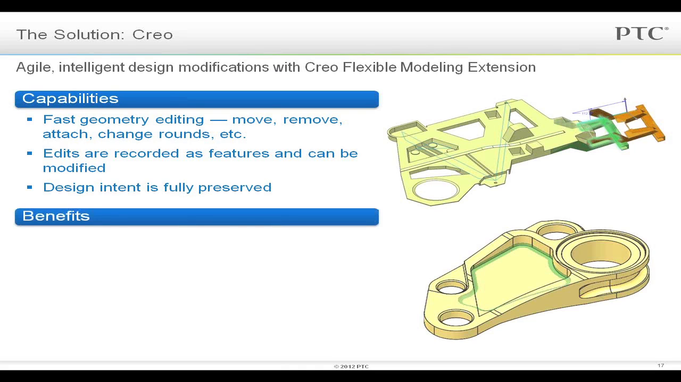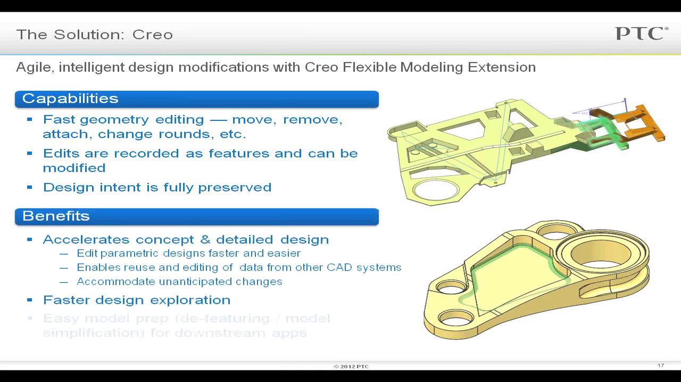So really the benefits that this brings to the business is it hugely accelerates the concept and detailed design phase of any product development. It makes editing parametric designs much faster, much easier, and enables you to edit content from other systems which previously you wouldn't be able to work with. It enables you to work much quicker with design exploration. You know, what-if scenarios. What if I move this from here to here? What if I add an angle on it? And of course, it also makes the preparation for models much, much easier for downstream applications.